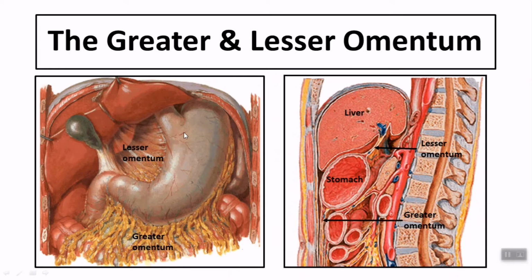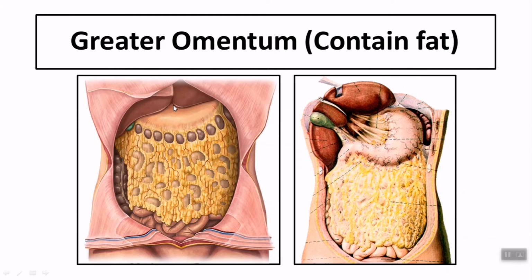Lesser omentum is connecting in between the stomach and the liver. Here we can see this is the lesser omentum suspending the stomach, lesser curvature, and attaching it to the fissure for ligamentum venosum and porta hepatis, while the greater omentum descends down from the greater curvature of the stomach and is folded upward to be attached to the transverse mesocolon. We can appreciate from this picture that the greater omentum contains a certain amount of fat.